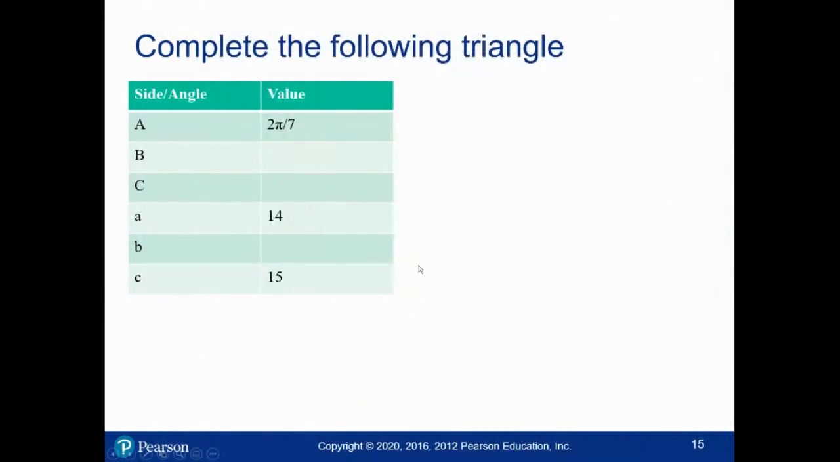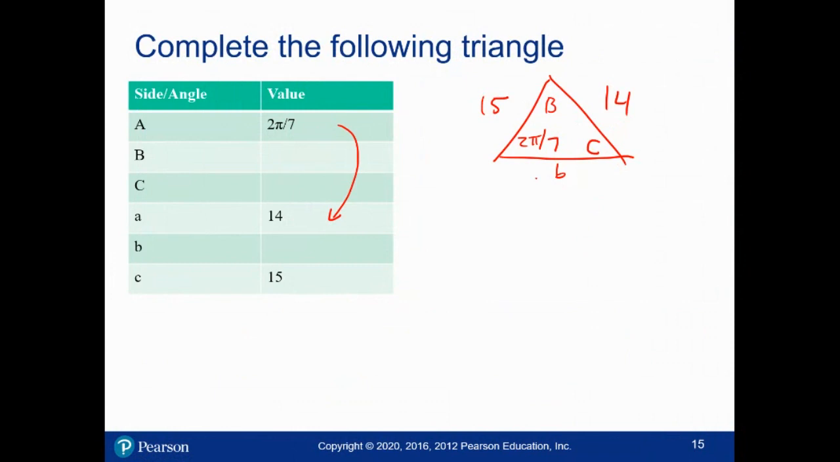Let's do another. So what congruence or lack of congruence does this fall into? I'm not sure until I draw the picture. Okay, so this angle is 2 pi over 7. I'm definitely in radians mode. Across from that angle is a 14. I've also got a side length of 15. That's going to go across from angle C. And then side and angle B are what are unknown.